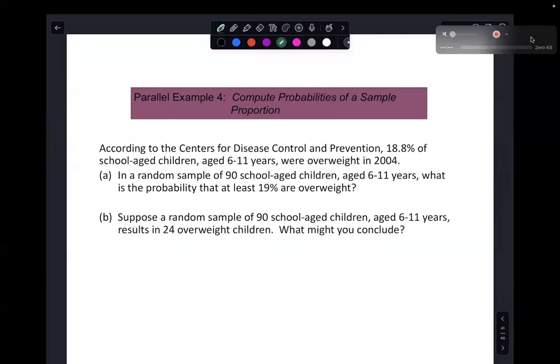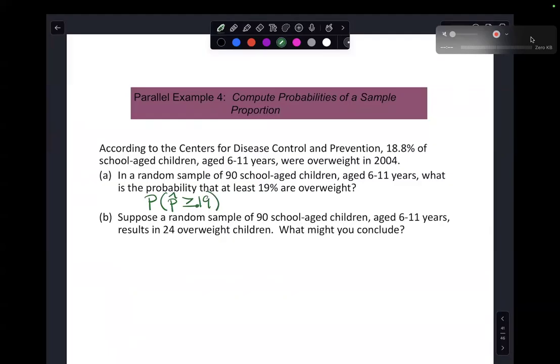According to the Centers for Disease Control, 18.8% of school-age children aged 6 to 11 were overweight in 2004. In a random sample of 90 school-age children, 6 to 11, what's the probability that at least 19% are overweight? So what I'm looking for is the probability that my p hat is greater than or equal to 0.19. That's what I'm looking for.